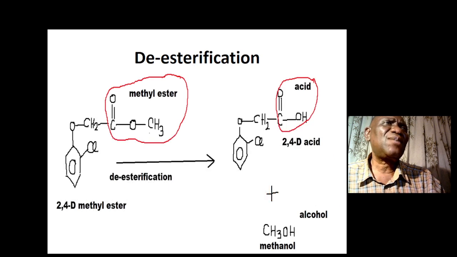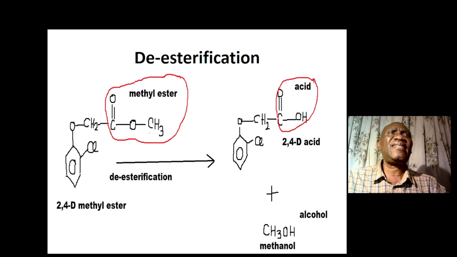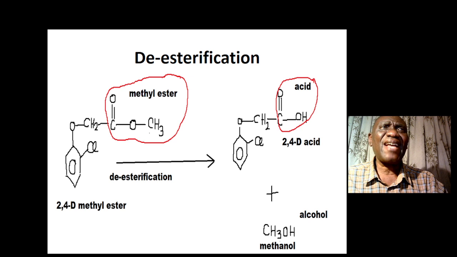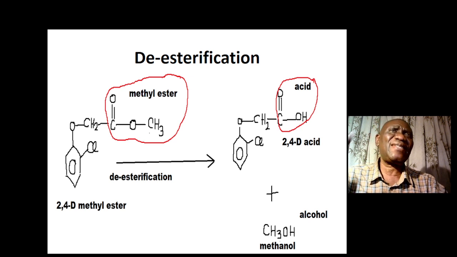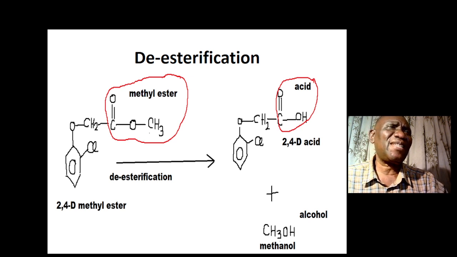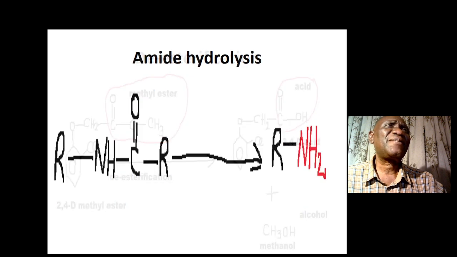We can have a 2,4-D methyl ester, which can break down into an acid and an alcohol. And we call this de-esterification. In some plants, it can produce this acid, which can also elevate the toxicity of the herbicide.